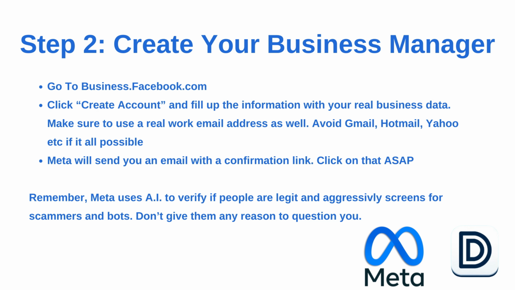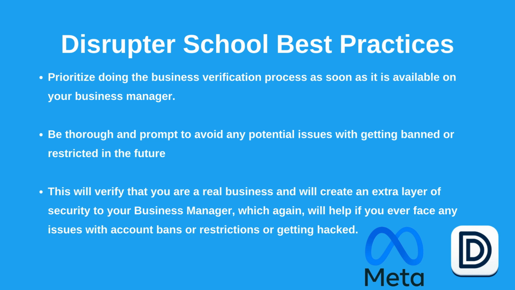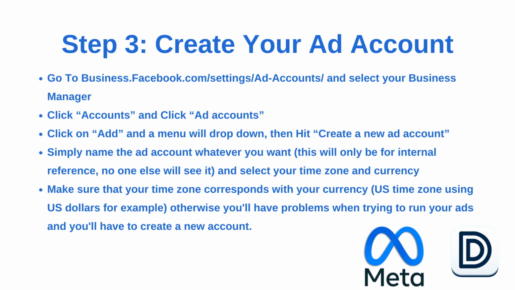Remember, Meta uses artificial intelligence to verify if people are legit and aggressively screens for scammers and bots. Don't give them any reason to question your legitimacy. Prioritize doing the business verification process as soon as it is available on your business manager. Be thorough and prompt to avoid any potential issues with getting banned or restricted in the future. This will verify that you're a real business and will create an extra layer of security to your business manager, which again will help you if you ever face any issues with account bans or restrictions or getting hacked.